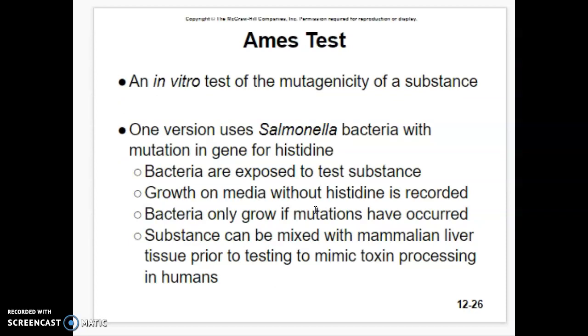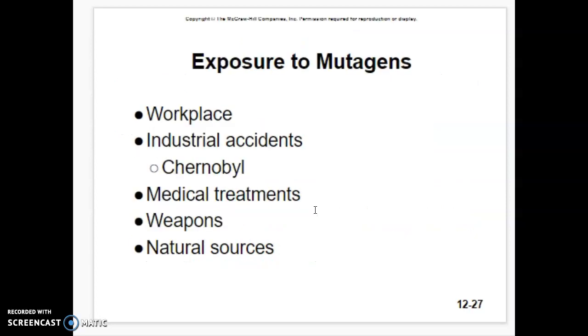Ames test, just a way to test the mutagenicity of a substance. I won't go into that now. Exposure to mutagens can cause different things. Probably the most common one is natural sources. This would be things like granite, which has a lot of uranium in it, so it can cause cancer.